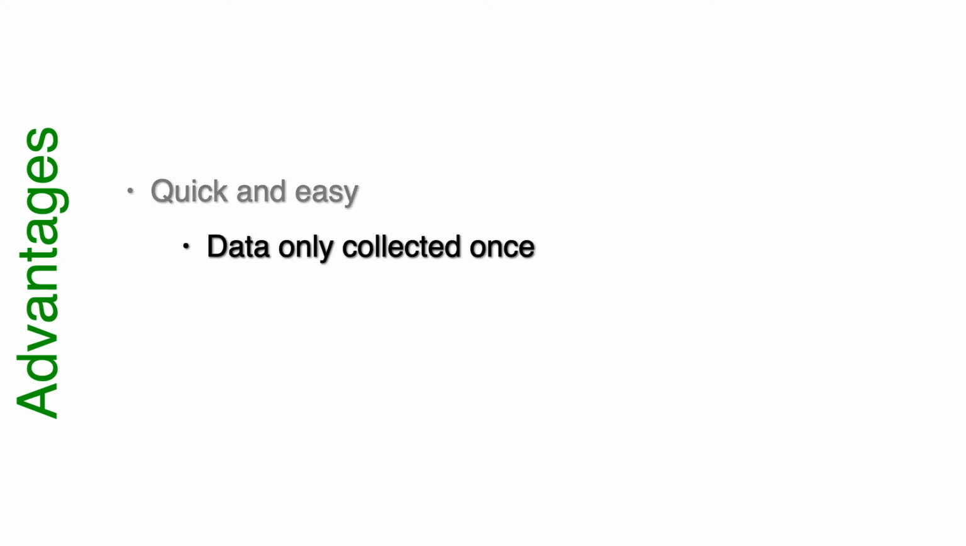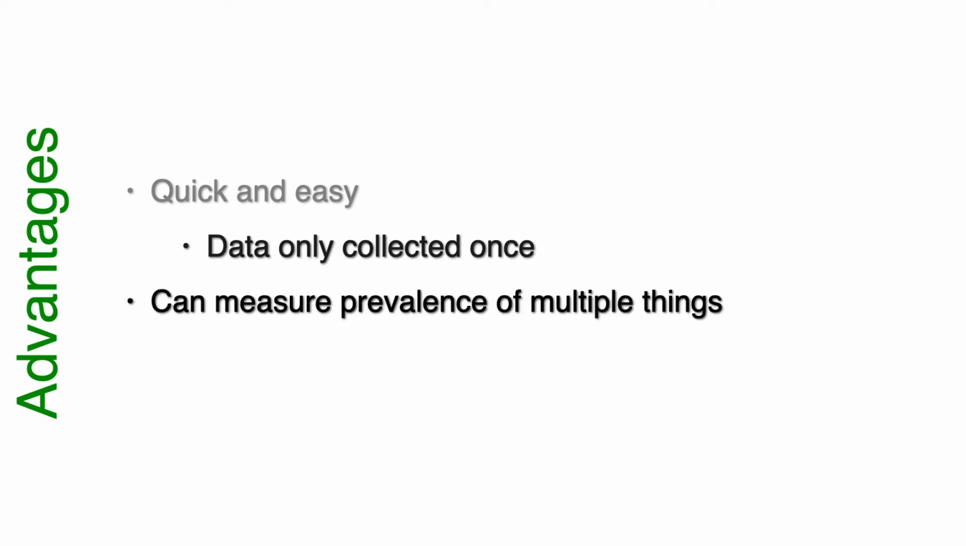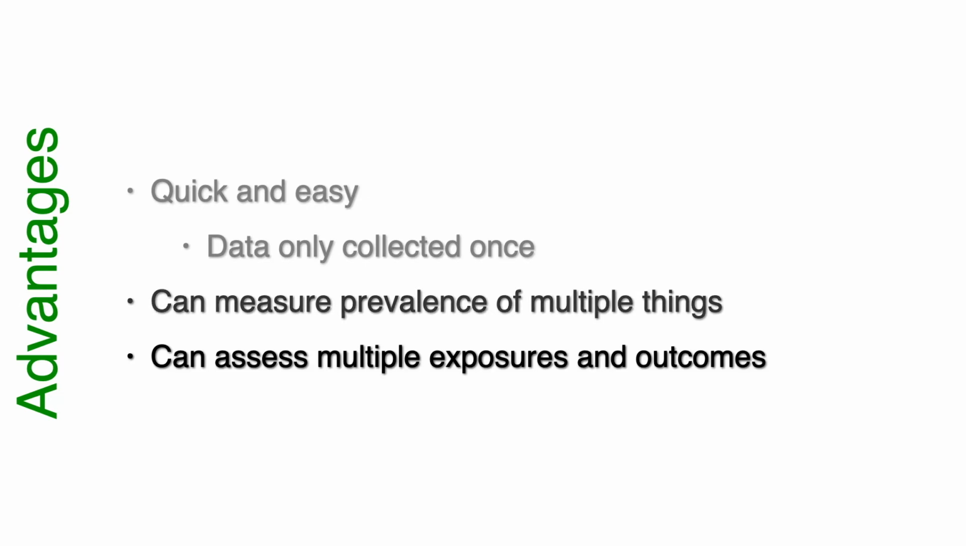Advantages of cross-sectional studies include that they are relatively straightforward. Data from each sample is collected only once. Another advantage is that the prevalence of multiple things, for example, medical conditions, can be collected. And data on multiple exposures and outcomes can also be collected at the same time. And I will go more into what is an exposure, what is an outcome, what do those terms mean in an upcoming module on another observational study design.